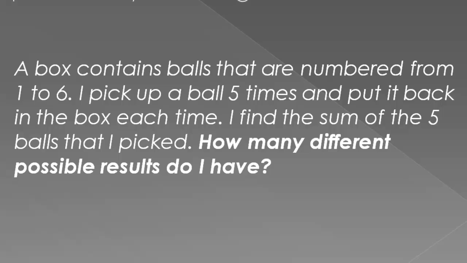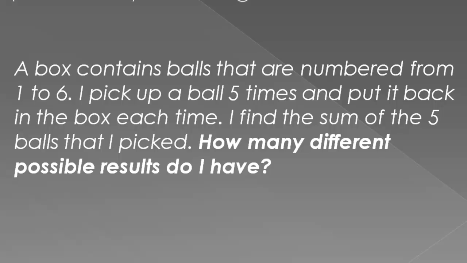Right, so imagine this box has got a number of balls that you do not know the number of. There might be 1,000,000 balls inside this box. There might be just 10, but there's a number of them. It doesn't matter how many there are. A box contains balls numbered from 1 to 6. So if you pick a ball up, it's got a number of 1, or of 2, or of 3, or of 4, or of 5, or of 6.